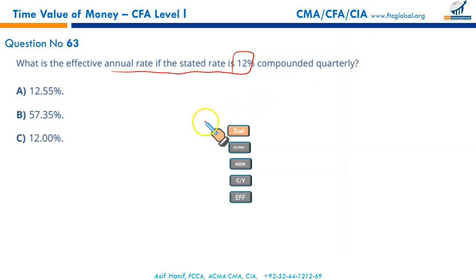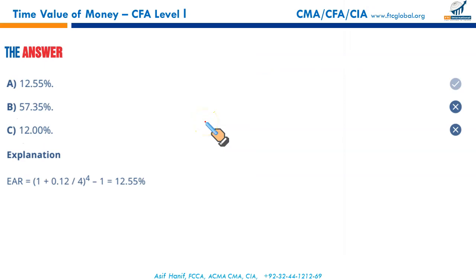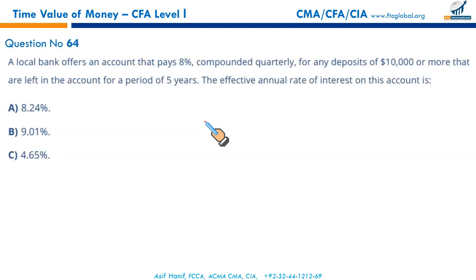A. Straightforward question. Don't expect such questions on the exam. They are just for the sake of practice. Practice, practice, practice every question that you lay your hands on. 12.55%. Moving on to question 64.